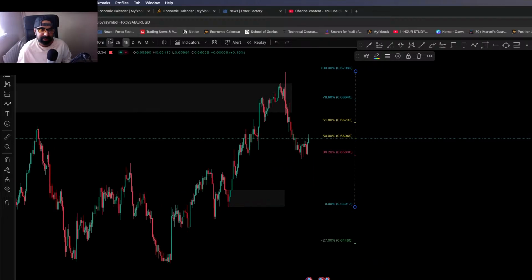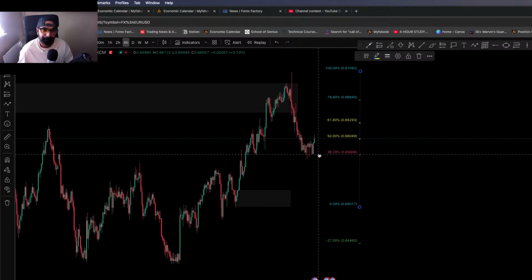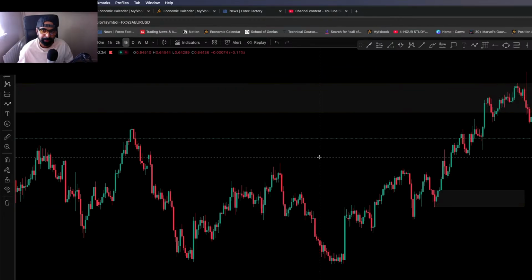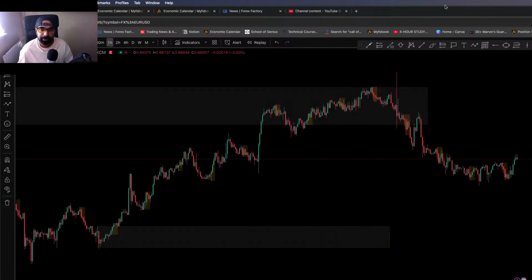So this is, I can't see a clean order block on a H4, so I don't really like the structure. So these are the charts that I am looking at pretty much.